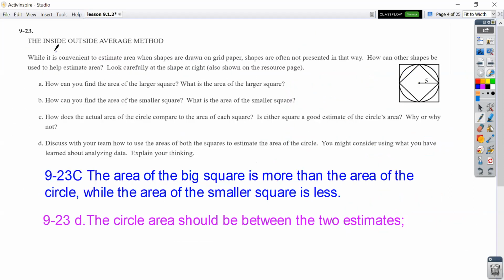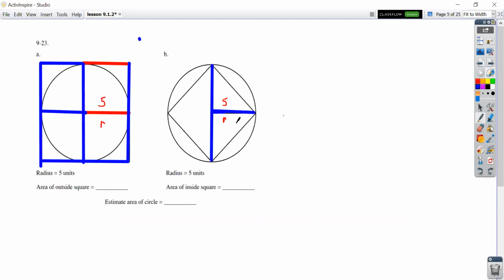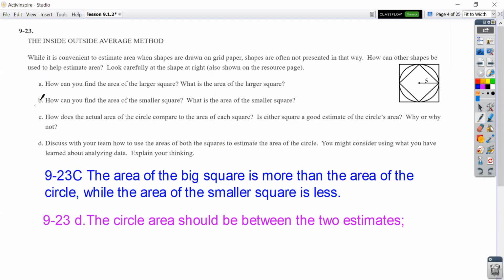923. We are looking for the outside and the inside squares. Okay. So you will again get the resource page from your teachers. I will give it to you. So let's try to do question A. Find the area of the bigger square, larger square, okay?